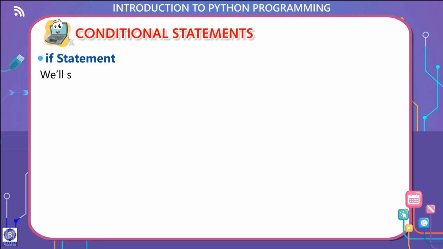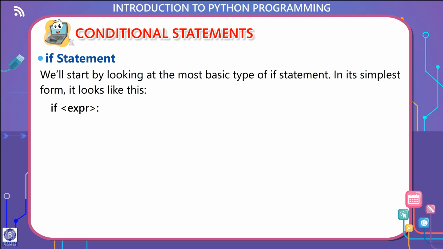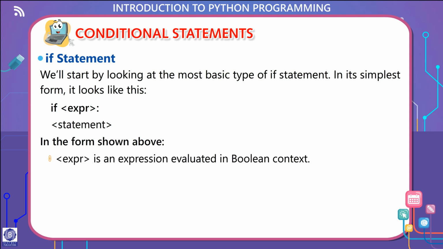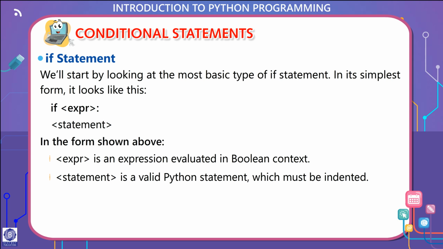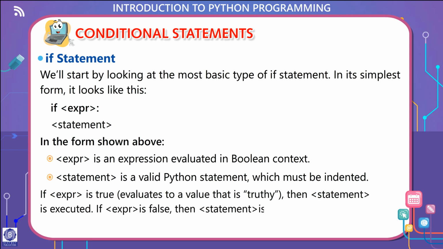If statement. We'll start by looking at the most basic type of if statement. In its simplest form, it looks like this: if EXPR: statement. In the form shown above, EXPR is an expression evaluated in Boolean context. Statement is a valid Python statement, which must be indented. If EXPR is true, evaluates to a value that is truthy, then statement is executed. If EXPR is false, then statement is skipped over and not executed.